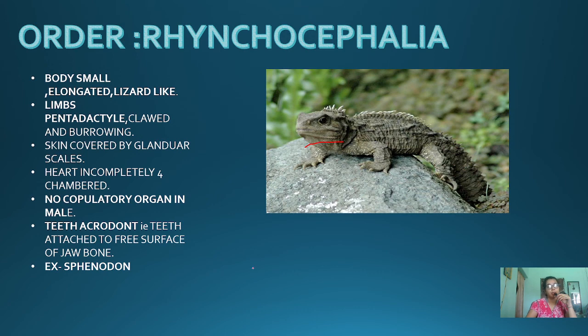What are acrodont teeth basically? Acrodont teeth are those teeth which do not have roots. They are attached freely to the surface of the jawbone. If this is a jawbone, they will be attached to the surface and will not be present inside the jawbone. So these types of teeth are called acrodont teeth. An example is Sphenodon, which belongs to the Rhynchocephalia order.